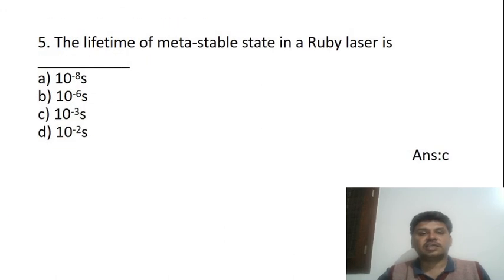So this is the concept of the construction and production of laser light radiation. Also, the lifetime of the metastable state is around 10 to the power of minus 3 seconds. So that is about the construction and working process of a ruby laser.